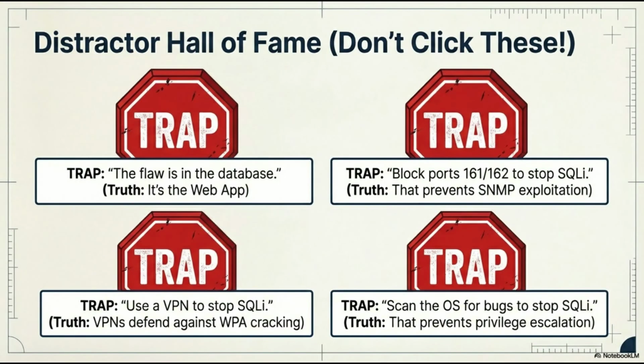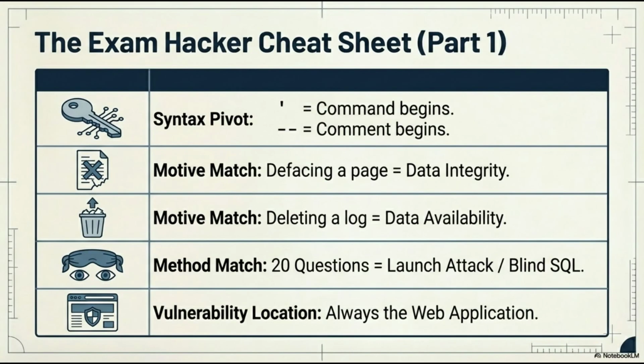Let's synthesize everything we've covered. Let's review Slide 13 and Slide 14, the Exam Hacker Cheat Sheet Parts 1 and 2. To succeed on the Ethical Hacker Pro certification, you must rapidly associate the concepts. Let's do a rapid-fire review. Single quotes pivot the syntax. Double dashes truncate the back-end logic by creating comments. Altering database records or defacing pages is a compromise of data integrity. Deleting records impacts data availability.